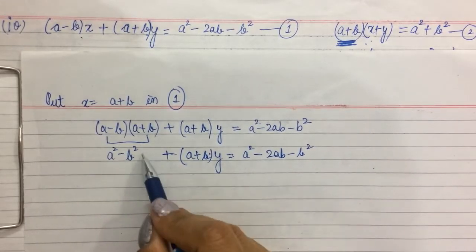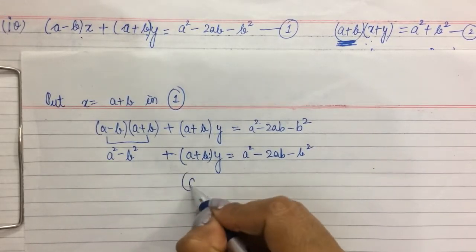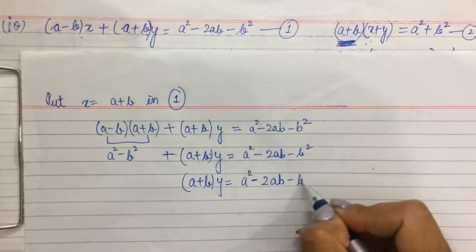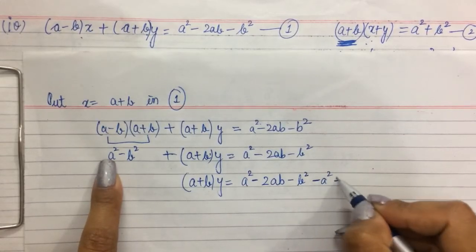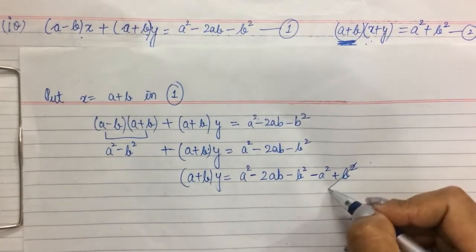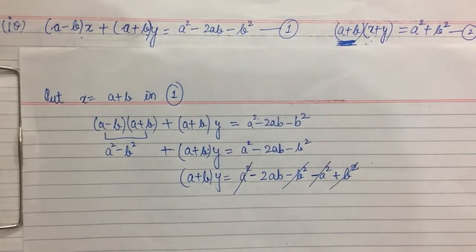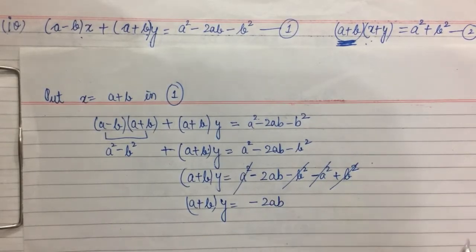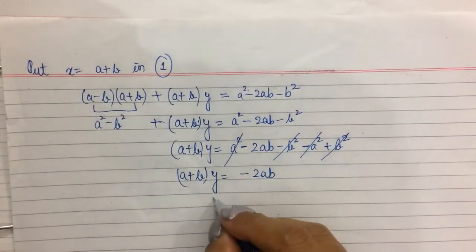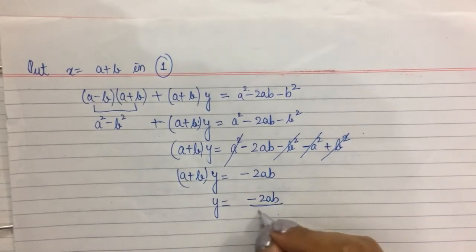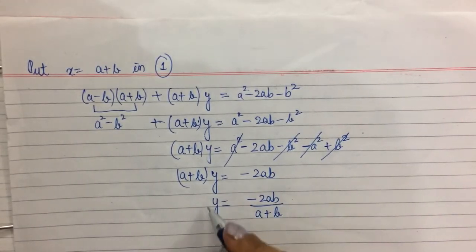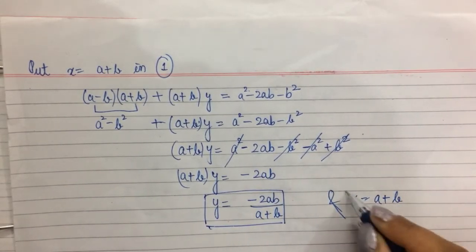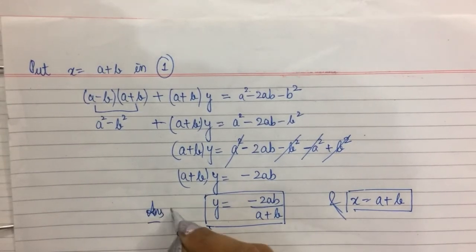Let's take this constant term to right hand side because this does not contain any variable. A plus b times y equals to a square minus 2ab minus b square minus a square, signs changed, plus b square. So this term gets cancelled, this term gets cancelled. I'm left with a plus b into y equals to minus 2ab. Now a plus b is multiplied with y. On right hand side it will appear in the denominator as a binomial. So this is the value of y and x came out to be a plus b. This is the answer for the given pair.